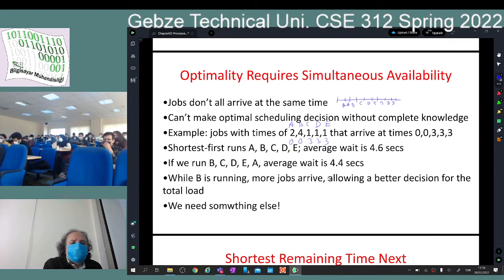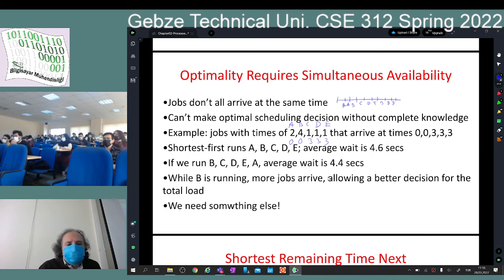I am doing the shortest remaining time next. So that requires me to have a preemptive operating system. With that preemptive operating system, every time the interrupt happens, I am checking how long I need to use the CPU for this process, and dynamically it changes the picture if I have a new process coming in. Optimality requires simultaneous availability.